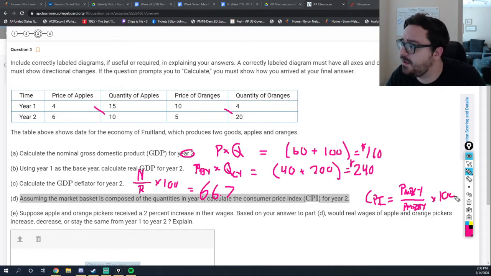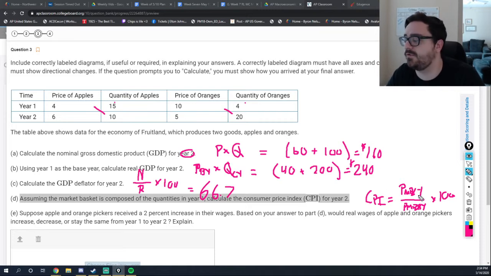Here's the part that's tricky. What the heck is a market basket? A market basket is a dollar value of a bunch of goods and services that are sold in a given year in an economy. Well, it tells you here the market basket is composed of the quantities of the goods in year one. So this market basket has 15 apples and 4 oranges. That's what they're telling me, because they're saying these are the only two things this country produces. And the market basket has the quantities from year one: 15 apples, 4 oranges, that's the quantity.